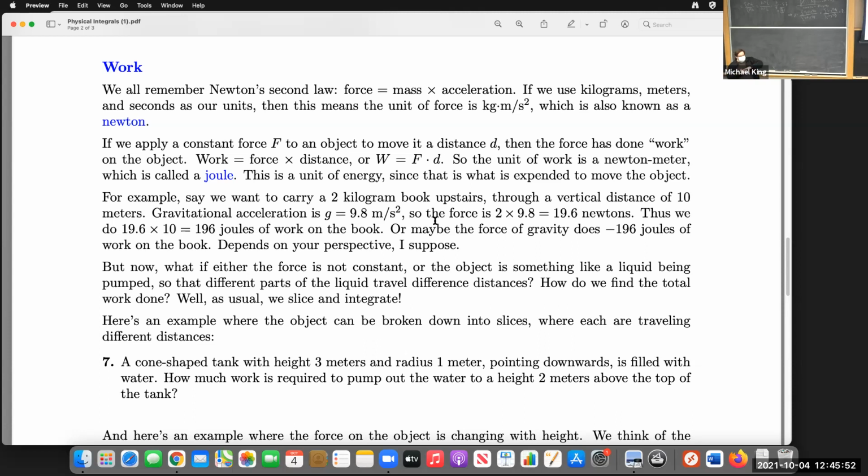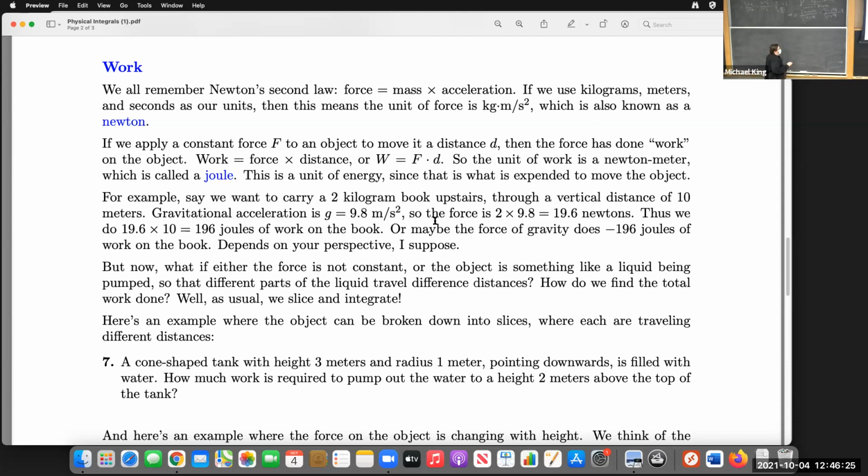So you have to think about slicing the actual object, which is the cone of water here. At each height, you have a slice of water and you want to lift it a different height. So it's the same force, gravity. I'm not going to worry about the difference in gravity between 0 meters and 5 meters above ground. That's not very much difference. But the water at the top of the tank will travel less distance than the water at the bottom of the tank. So both of these concepts involve slicing.